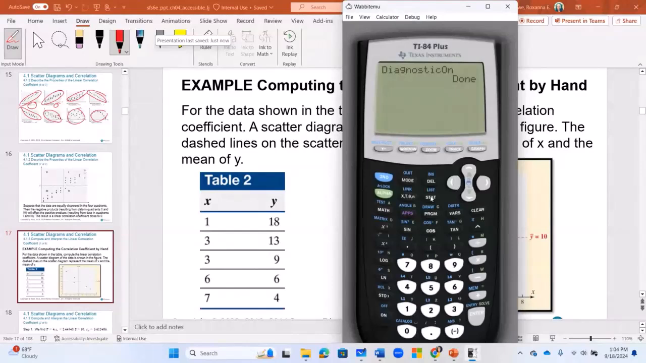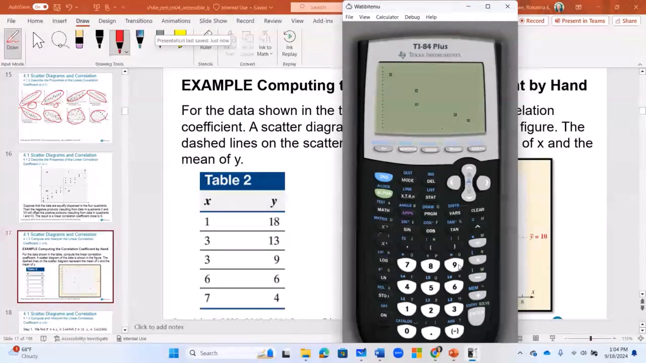And by the way, I already know that my data is in L1. Let me go back there. So my data is in L1, and I'm doing a scatter plot. Everything is good. So I can zoom 9 so that I see a scatter plot. The scatter plot looks like it's going to give me high negative linear relationship.